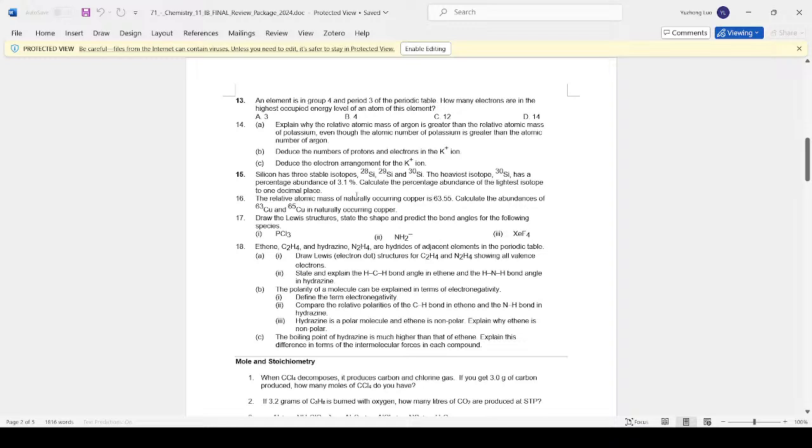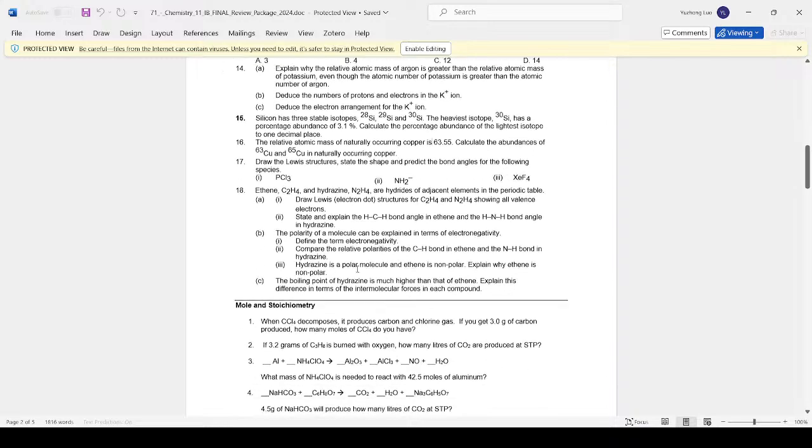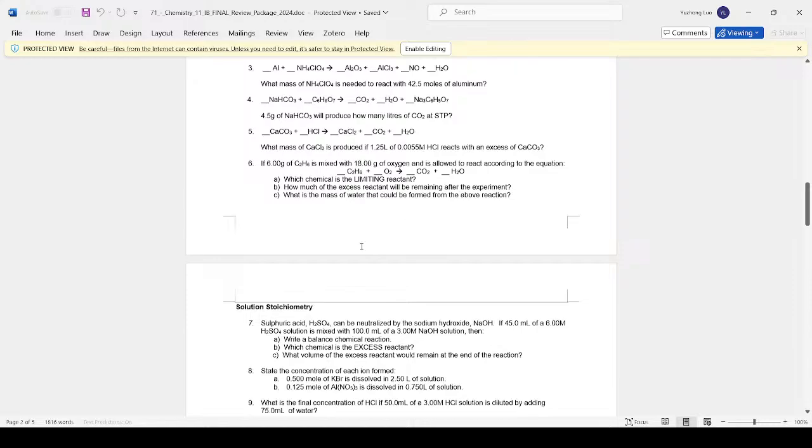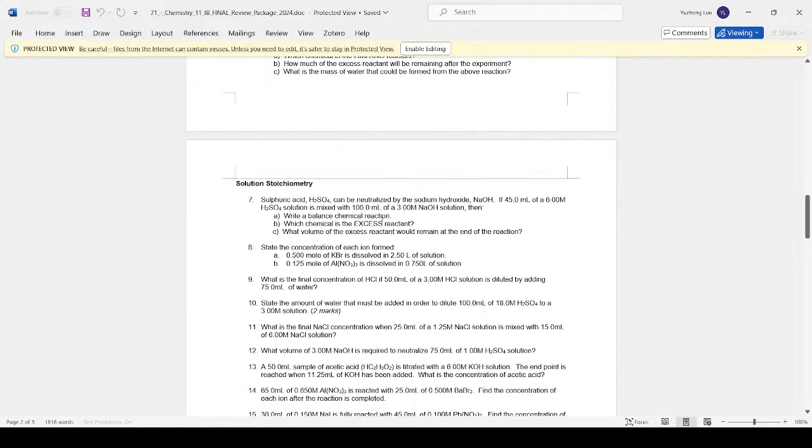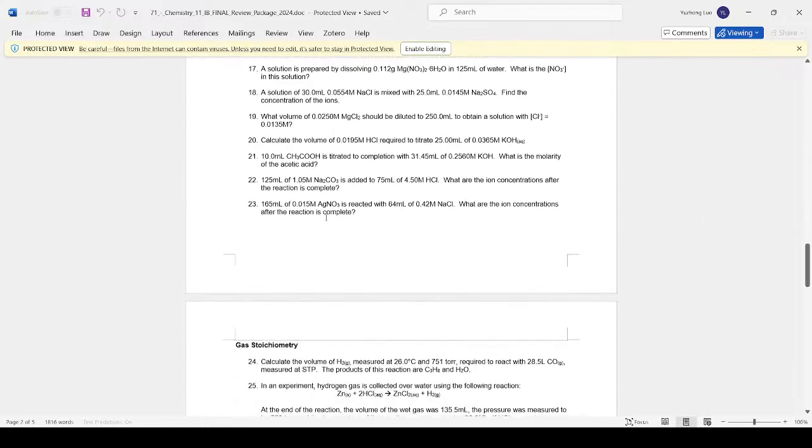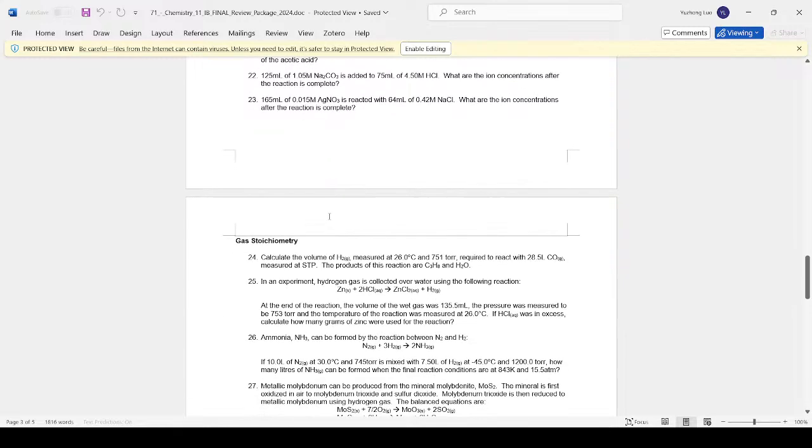Draw the Lewis structures. Ethane, hydrides of adjacent elements. Draw Lewis structures. Yep. Mole stoichiometry, I'm gonna skip this part. Solution stoichiometry, I'm gonna skip this part too. Stoichiometry in general isn't that bad.